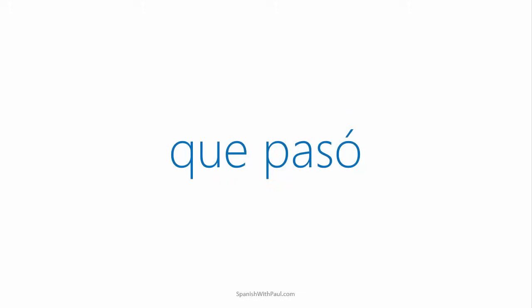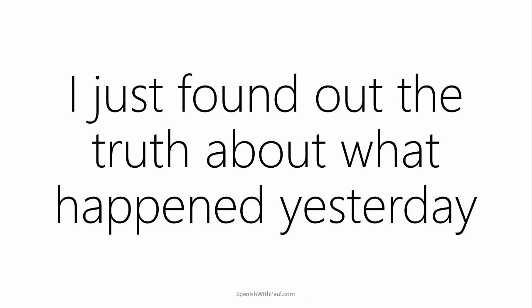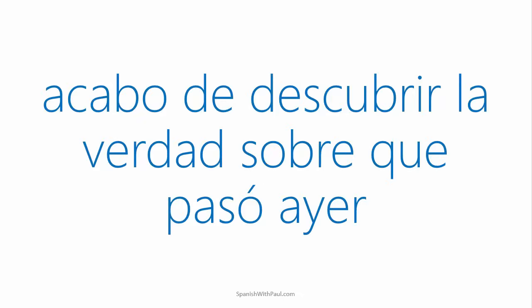Do you remember the word for about? Sobre. And how would you say what happened? ¿Qué pasó? This is from mini course 4. Remember, we have to put our stress over the O in order to be understood. ¿Qué pasó? Is what happened. Now, how would you say, I just found out the truth about what happened yesterday? Acabo de descubrir la verdad sobre qué pasó ayer.